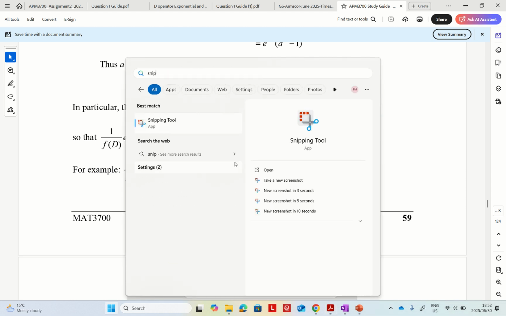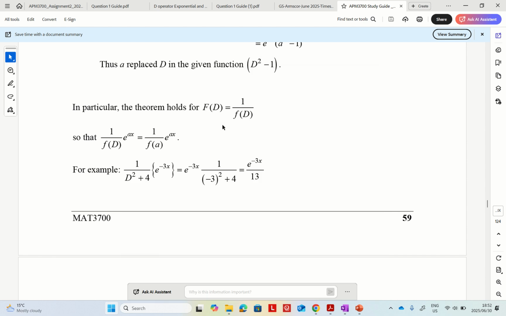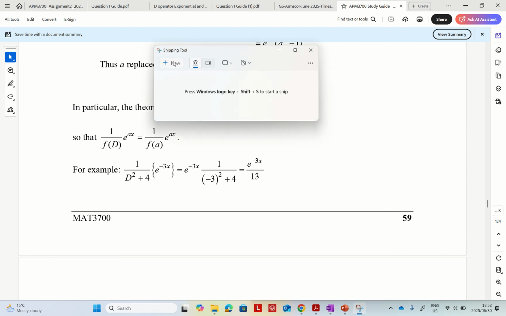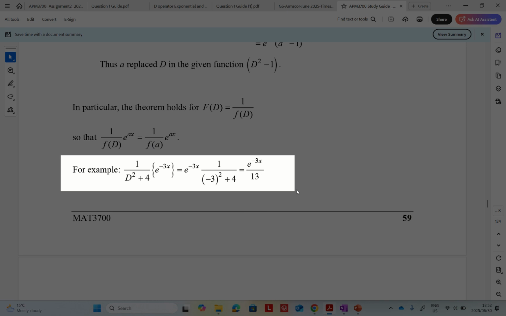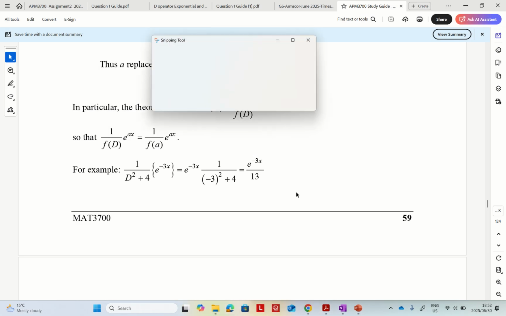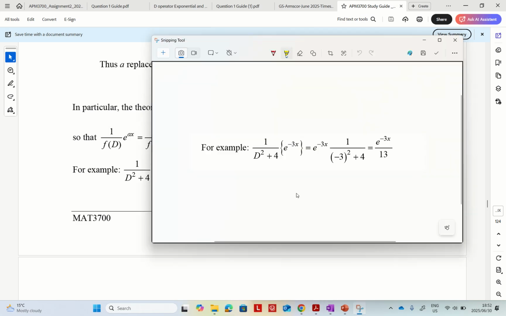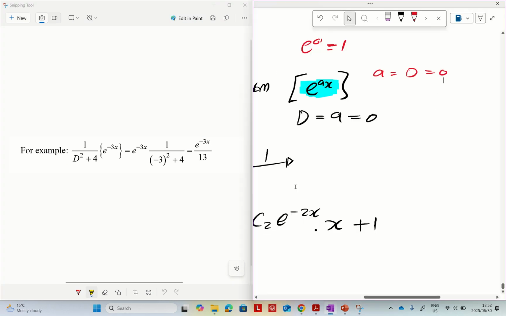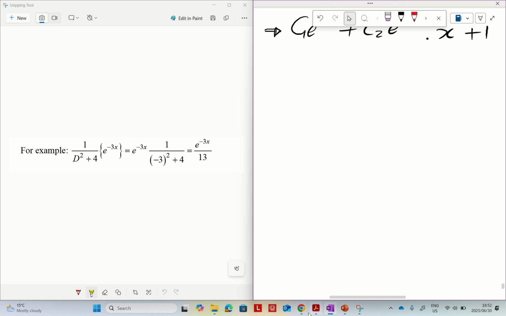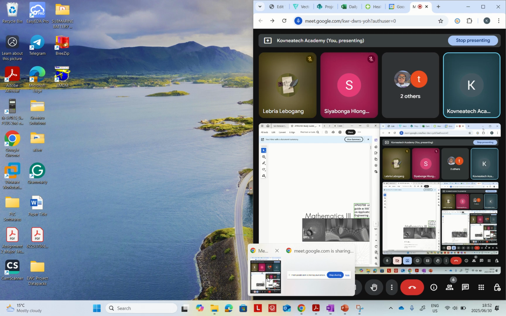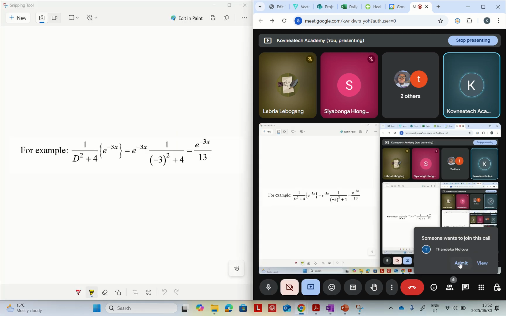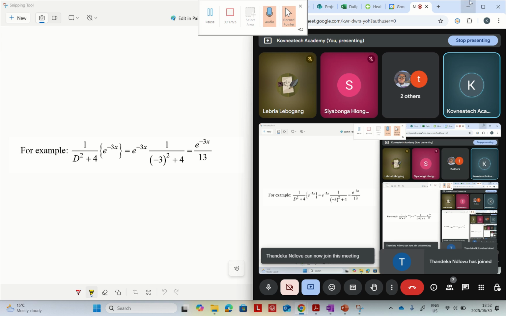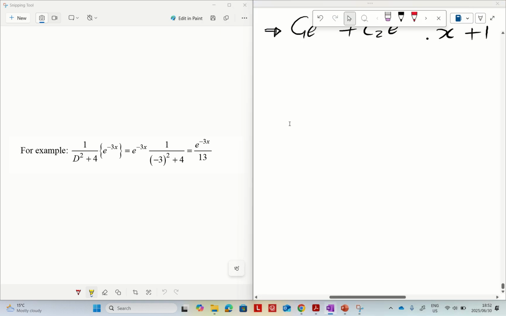Okay, I'll just admit, please wait. I'll just take this example. I want to show you something. So this example there, I'll copy it and then split screen, then to here. Okay, let me admit, there's someone who's trying to join. Sorry about that. So I'm just gonna paste it here.